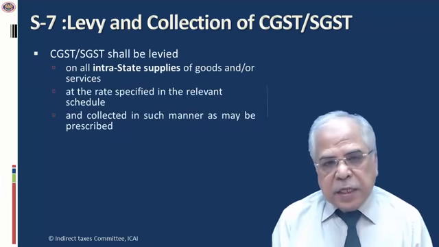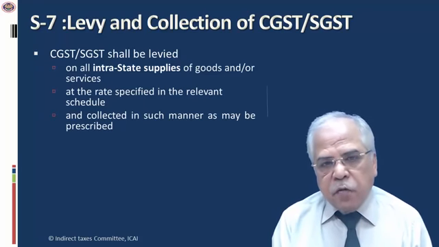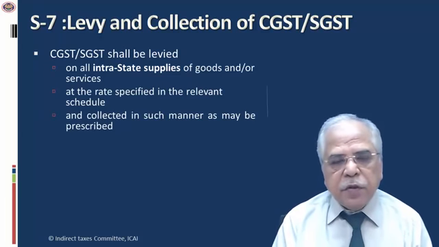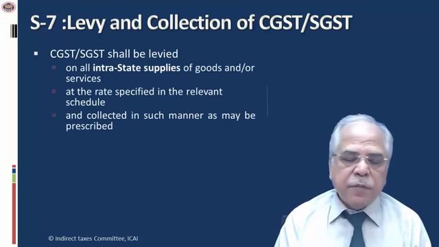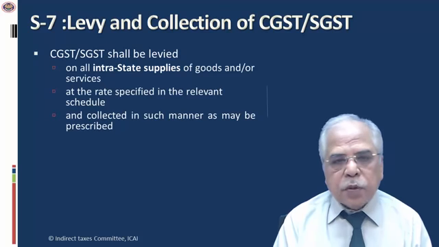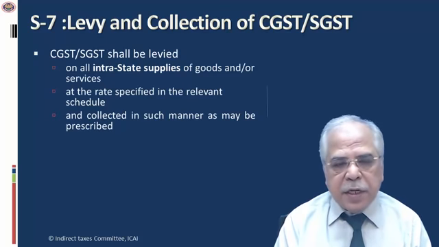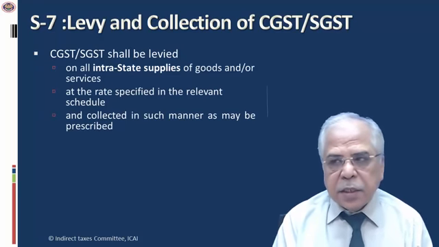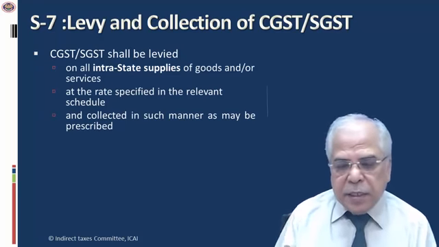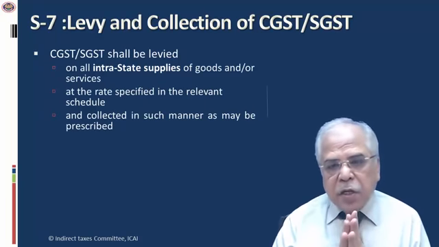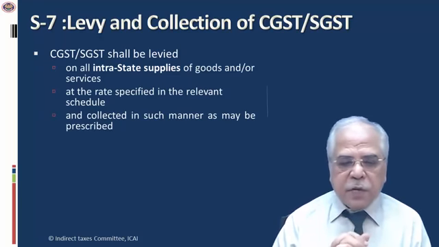There are two kinds of transactions envisaged under GST. One is transactions within the state, which we call intrastate transactions, and transactions between two states, which we call interstate supply. So far as intrastate supplies are concerned, on that transaction, both CGST and SGST shall be levied. And so far as IGST is concerned, that is interstate transaction, the IGST shall be levied on that and shall be collected in such manner as may be prescribed. And this is what section 7 of the CGST model law provides for.